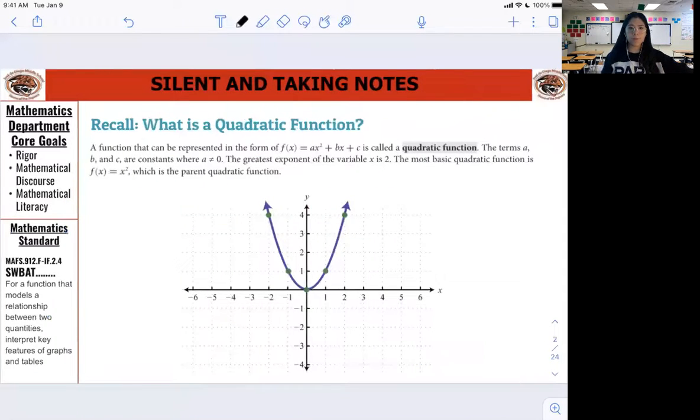Really quick, I just wanted to review one more time what exactly is a quadratic function. If you were here yesterday, you already wrote this down. You do not need to copy it again, but I just want to quickly review it. A function that can be represented in the form f of x equals ax squared plus bx plus c is called a quadratic function. And I don't think I talked about this in my period 2, so really quickly I just want to point this out. And if you're in my period 8 and you already saw this yesterday, give them a chance to figure it out first before you give away the answer.